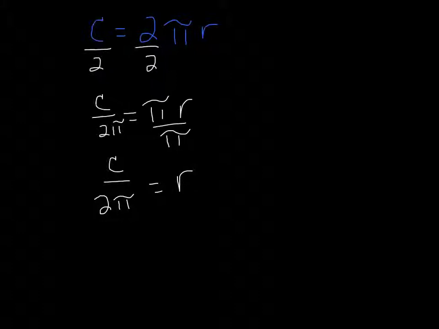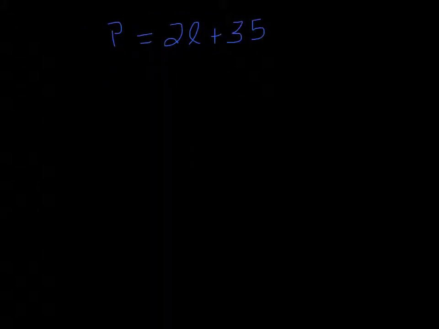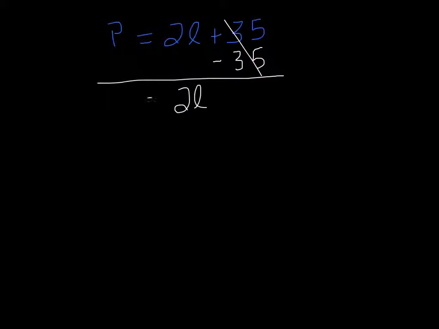Let's continue on. Next one, perimeter equals 2 lengths plus 35. So let's solve for L in this case. First thing we need to do is undo this addition. So we're going to subtract the 35. That turns that into 0 on that side. Those cancel out. We're left with 2L. And over here, we're going to subtract 35. So we have P minus 35.